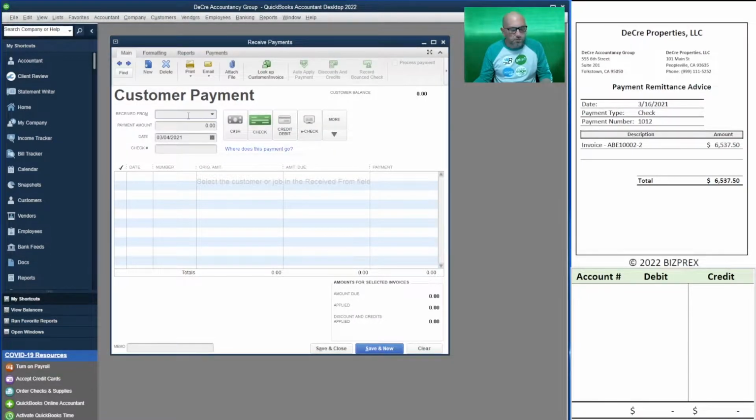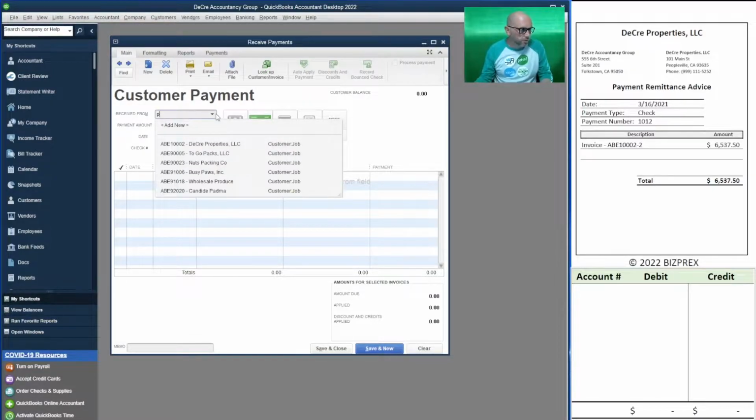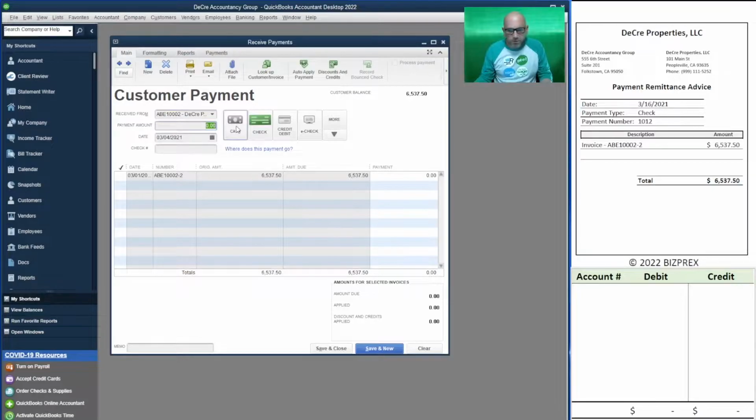All right, let's get on it. So first one is properties. All right, the amount we received, 6,537.50. Date 3/16. All right, check number 12. There it is. Okay, so what's happening right now?